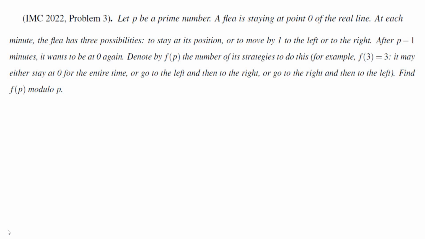Let P be a prime number. Lee is starting at point 0 of the real line, and at each minute it moves 1 unit to the right, 1 unit to the left, or stays at the same point. And it wants to go back to the origin after P minus 1 minutes. F of P is the number of strategies to do this. For example, F of 3 would be 3 because it can stay there for 2 minutes, go to the right, go to the left, or go to the left, go to the right. These are the 3 possibilities for that. The question is asking us to find F of P mod P.